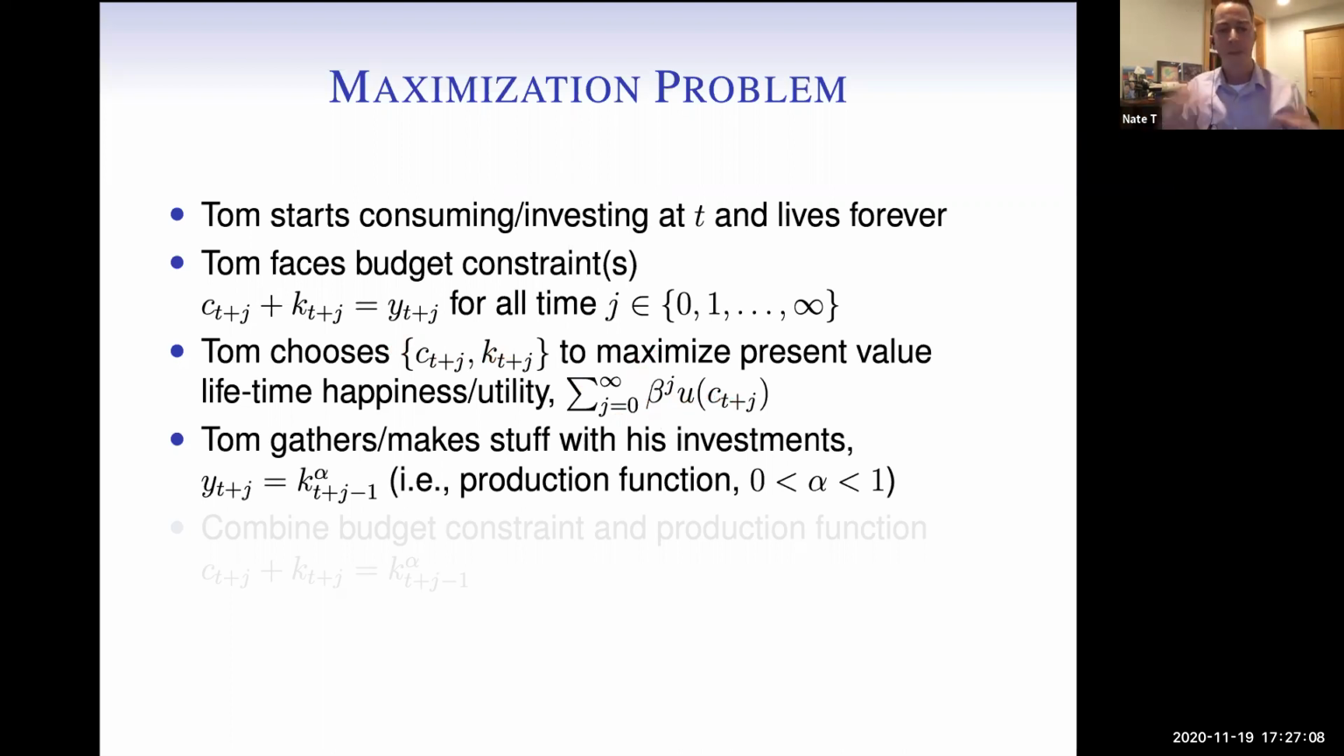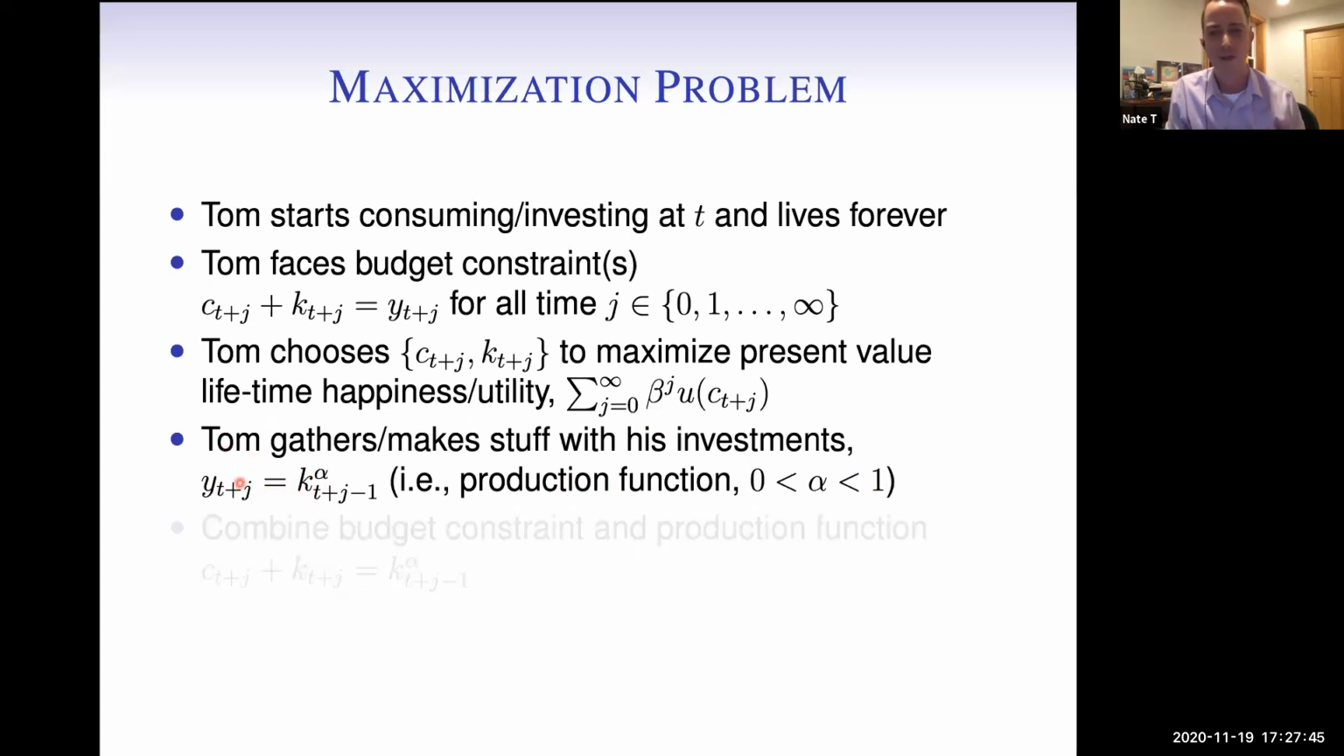So Tom's gathering and making stuff. Some of it's investment goods, some of it's consumption goods. Any investments he makes help produce more stuff in the future. So he's going to have a production function. Here's his income y, a function of the things he's invested for the future, raised to this power alpha. And alpha is going to be a parameter whose value is between 0 and 1. So this is also a concave function whose first derivative is positive and second derivative is negative.